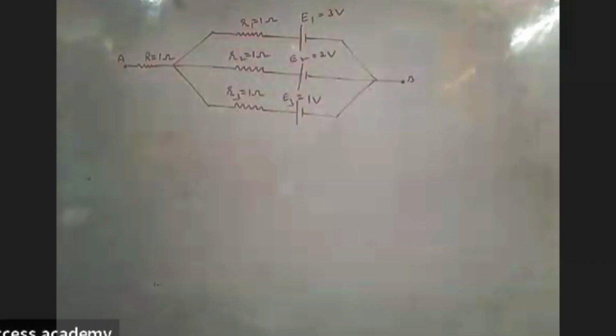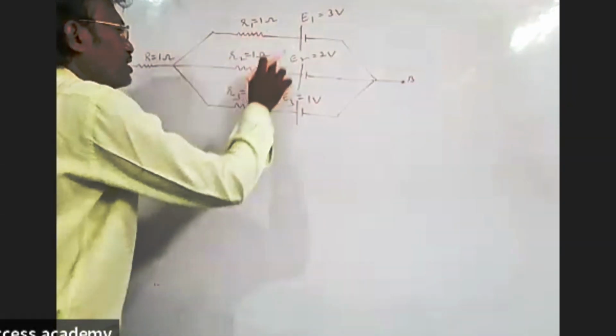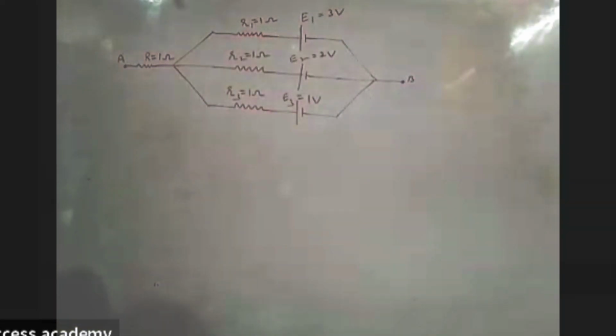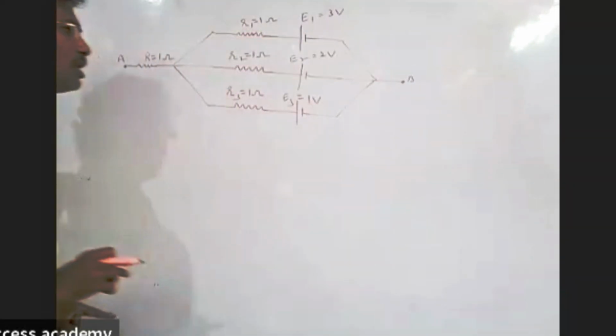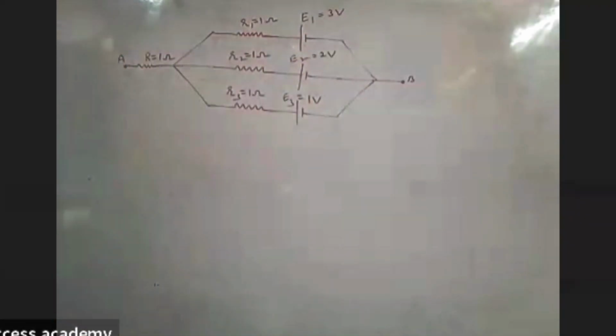The question is, if the R2 is short circuited and the point A is connected to B, R2 is short circuited. This is not functioning in the circuit. If the point A is connected to point B, these two are connected. Thereby, here this is not functioning properly, right? So, not connected.